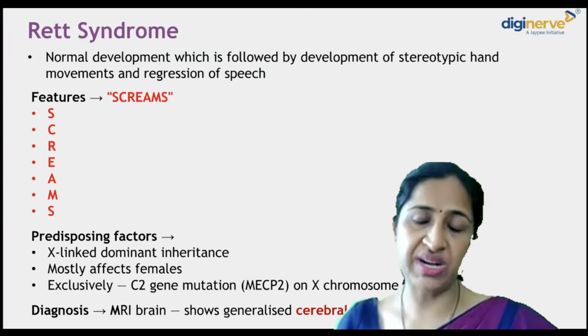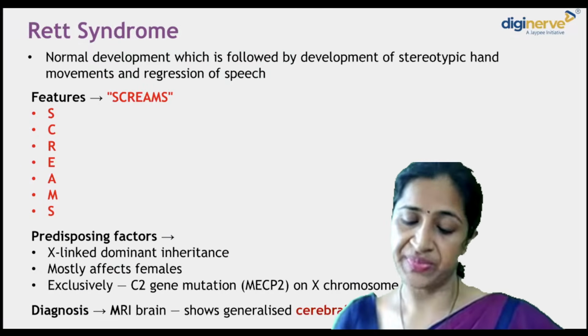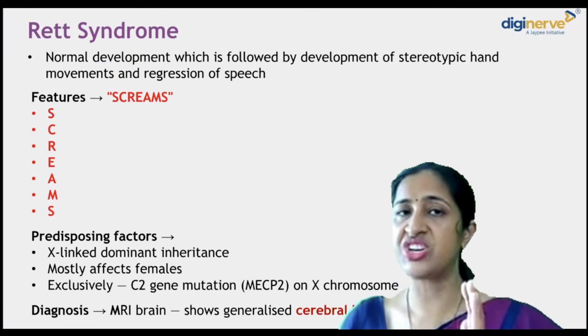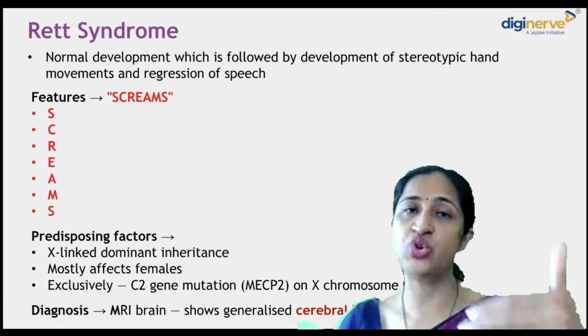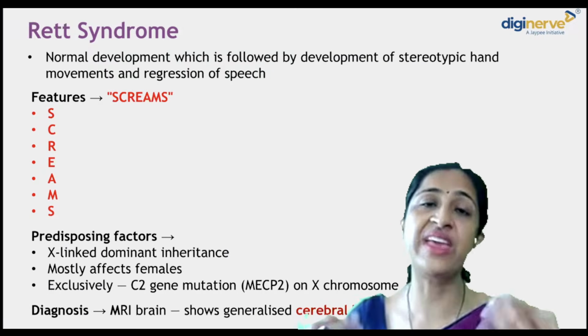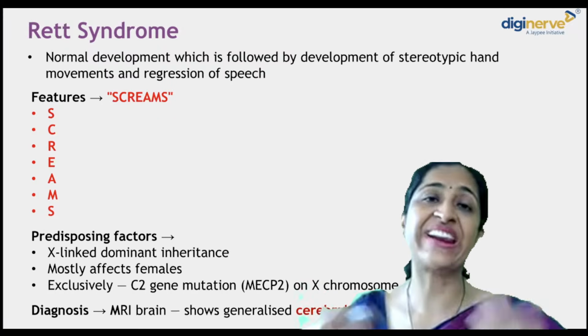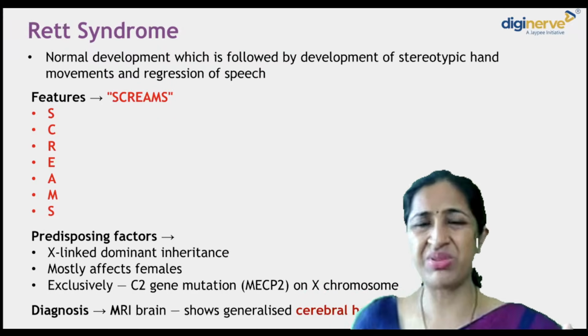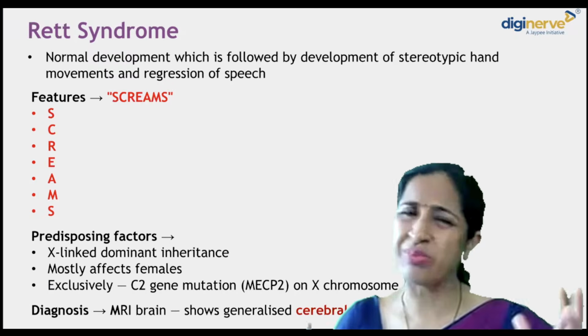Now, abnormal development, very commonly asked. Rett syndrome. Here, the child has started its journey normally, and then there is neuroregression with stereotypic hand wringing movements, writhing, ringing hand movements with regression of speech. So how do you remember this? Now, Rett syndrome has a lot of abnormal behavior.